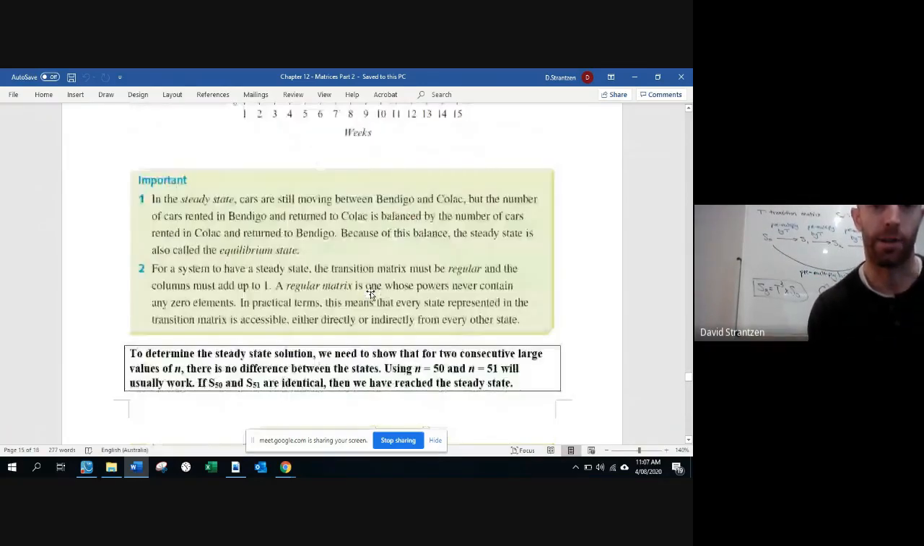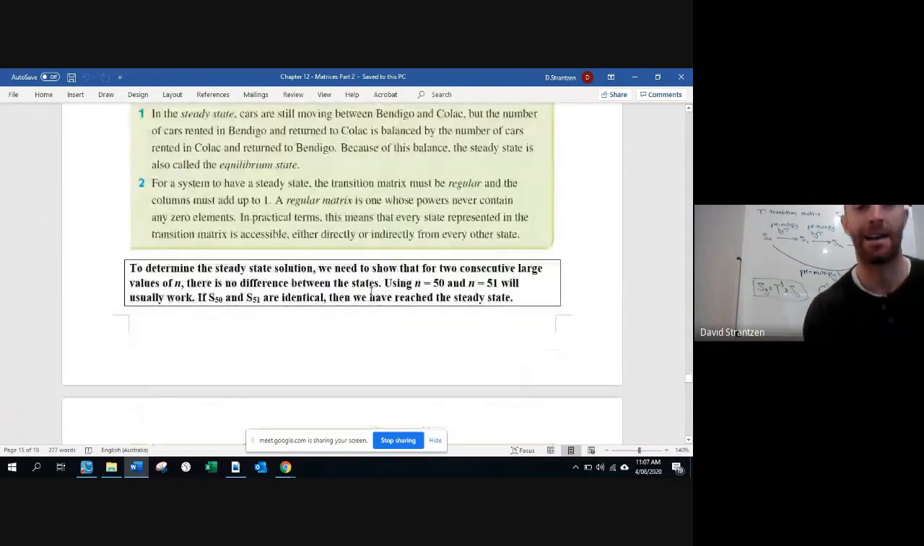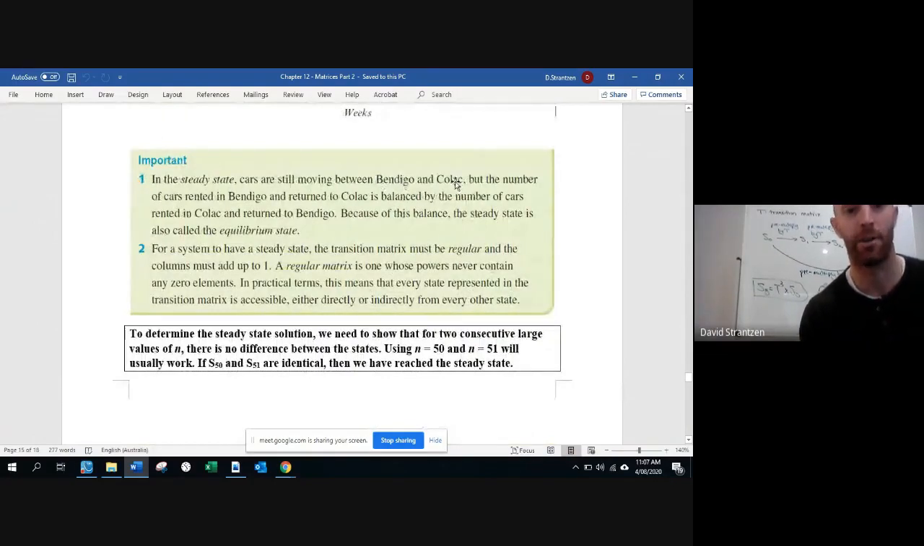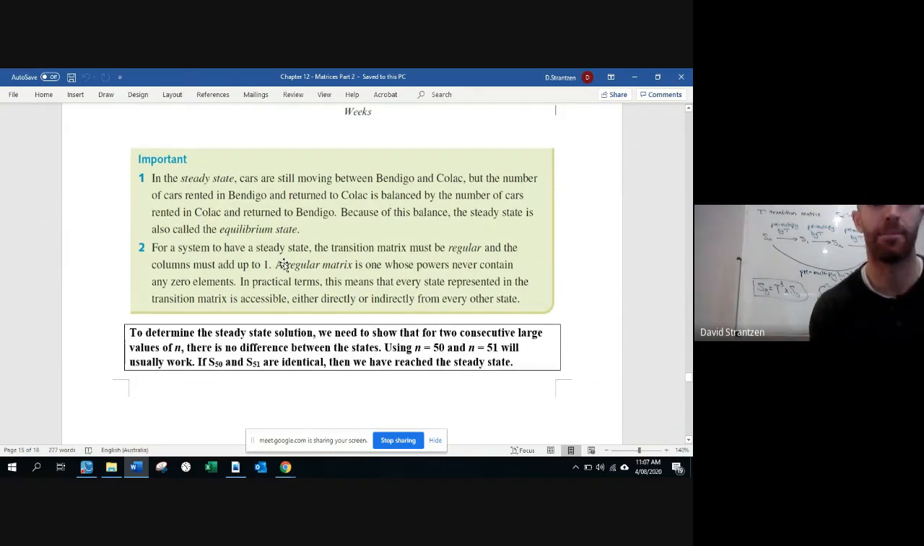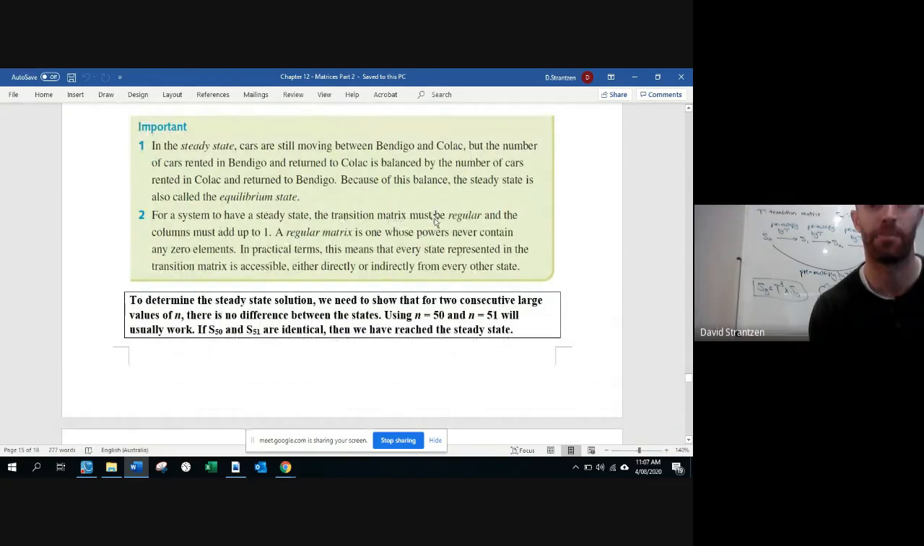Okay, so in a steady state, as I mentioned, cars are still moving between Bendigo and Colac, but the number of cars going from Bendigo to Colac is exactly balanced by the number of cars going from Colac to Bendigo each week. And that's why we've reached steady state. For a system to have a steady state, the transition matrix must be regular. So there are no zeros in our transition matrix. I should make that point. And the columns have to add up to 1, as a transition matrix always does.